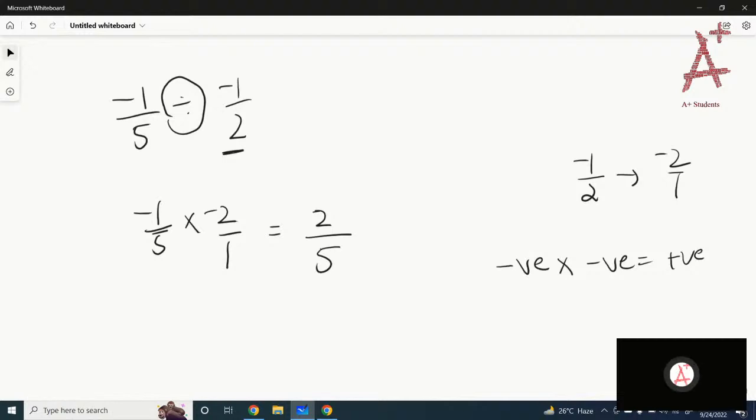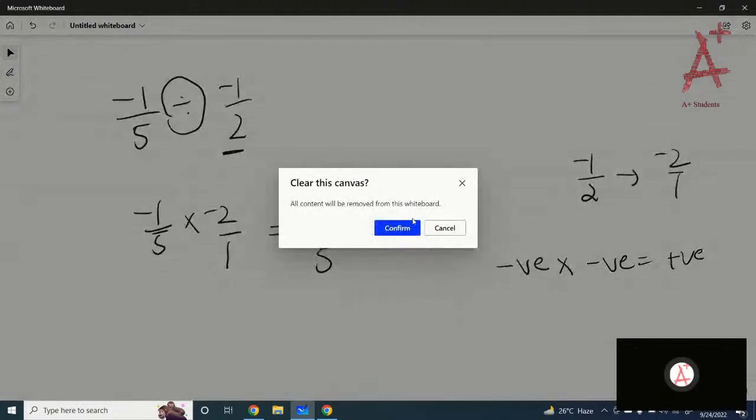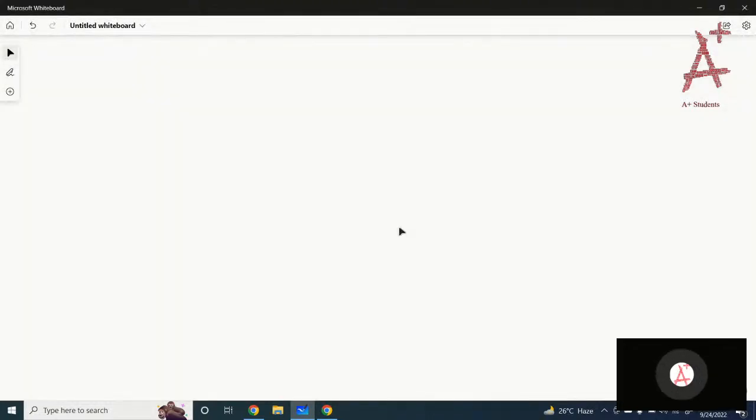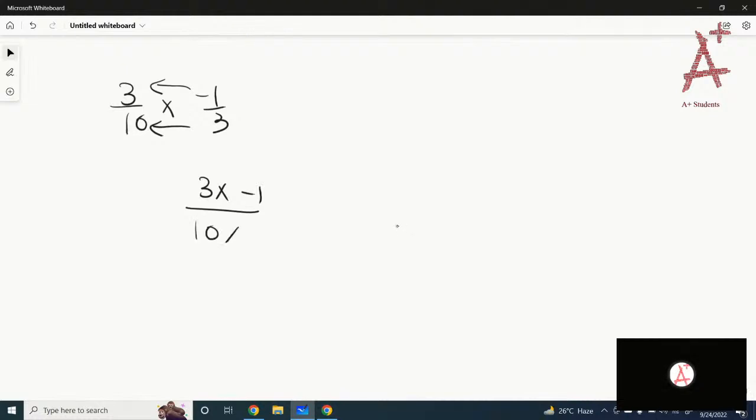Okay, the next one. Select the correct option and click on the next question button. The next one is 3 by 10 times negative 1 by 3. So you are multiplying the fractions. Multiply numerator times numerator and denominator times denominator. So 3 times negative 1 over 10 times 3.